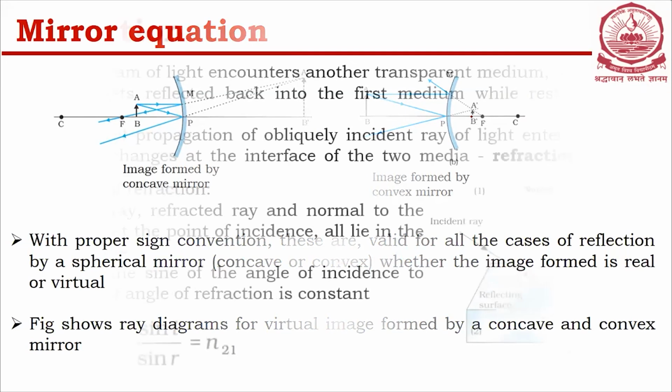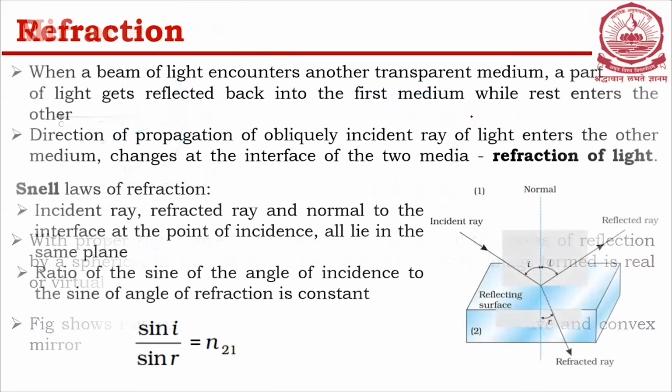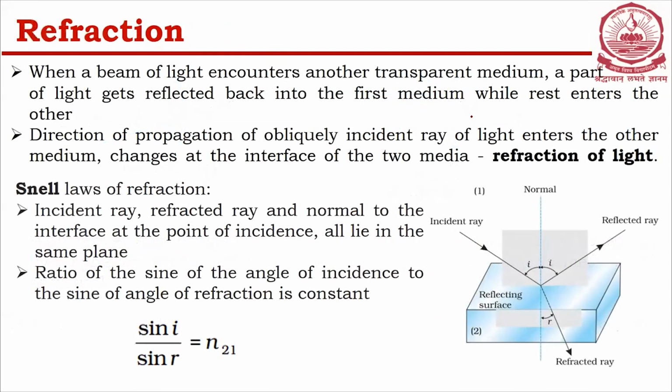So the next one is refraction. Let us come to the point of refraction. When you consider refraction, light encounters two mediums. A simple example is one is air, the other one is glass. The direction of propagation of an oblique incident ray of light entering the other medium changes at the interface of the two media. You can see here, it changes at the interface.